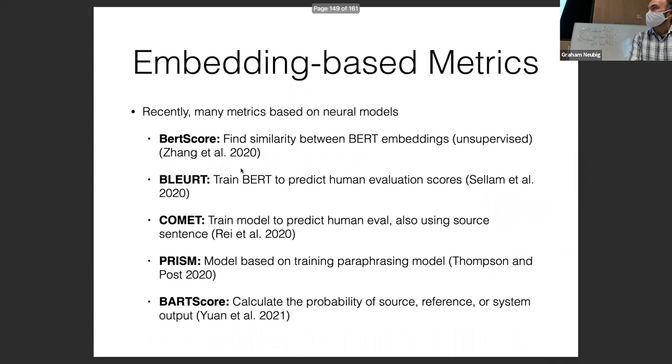There are also supervised metrics. BLEURT and Comet are supervised metrics. And what you need to do there is have a human evaluate a whole bunch of outputs. And then the models themselves will try to predict what a human would say given this input and output. So basically they're trying to predict what a human evaluator would say. Question?